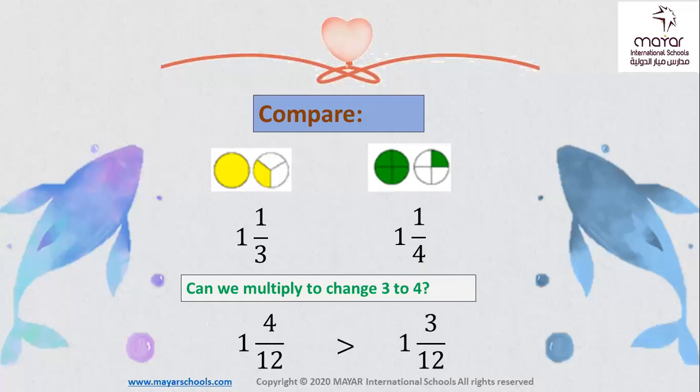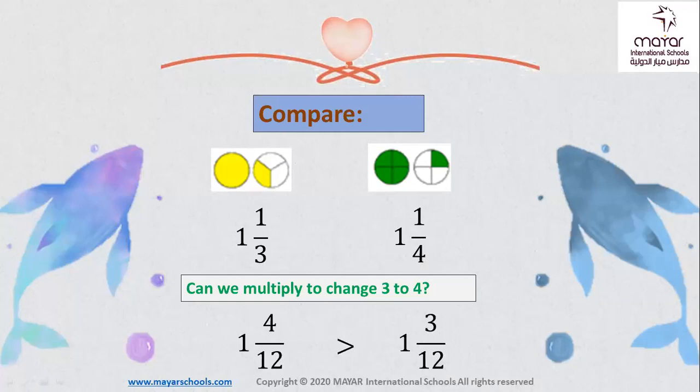Look at this example. For example, you look at the figure here. We have 1 and 1 out of 3 and 1 and 1 out of 4, right? If you want to compare without making the denominators the same, you're going to tell me that 1 and 1 out of 4 is bigger, right? Look also at the figure from the shape. So because of this, it's easier for you to make the denominators the same to compare correctly.